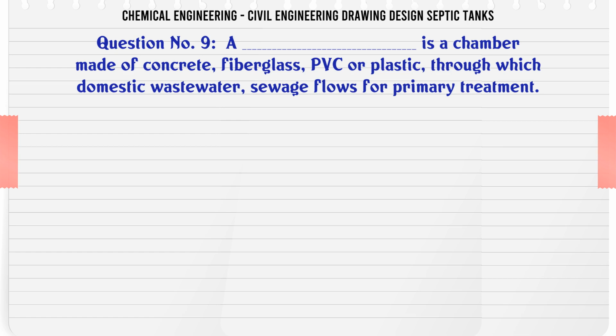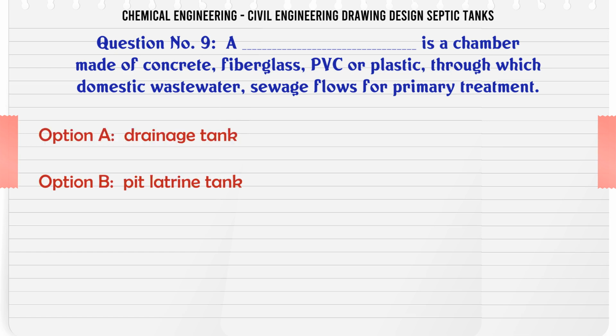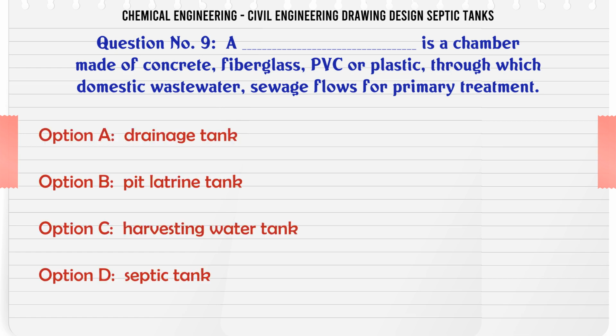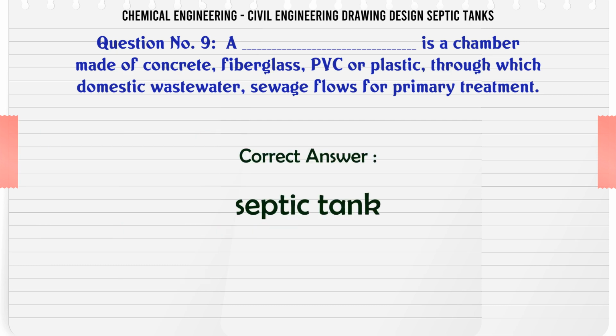A is a chamber made of concrete, fiberglass, PVC or plastic through which domestic wastewater sewage flows for primary treatment. A. drainage tank. B. pit latrine tank. C. harvesting water tank. D. septic tank. The correct answer is septic tank.